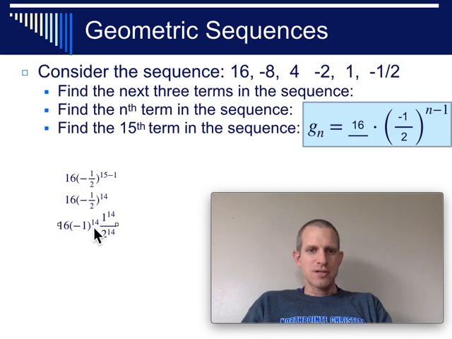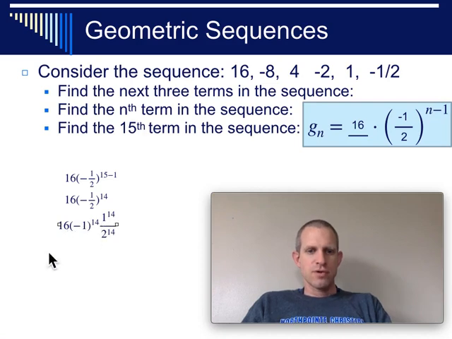The negative 1 to the 14th, that's an even number of negative ones. And so that part simply turns out to be a positive. And so what that means is that the 15th term is going to be a positive number. The 1 to the 14th is just 1. And so 16 times 1 times 1, the numerator of this fraction is 16.